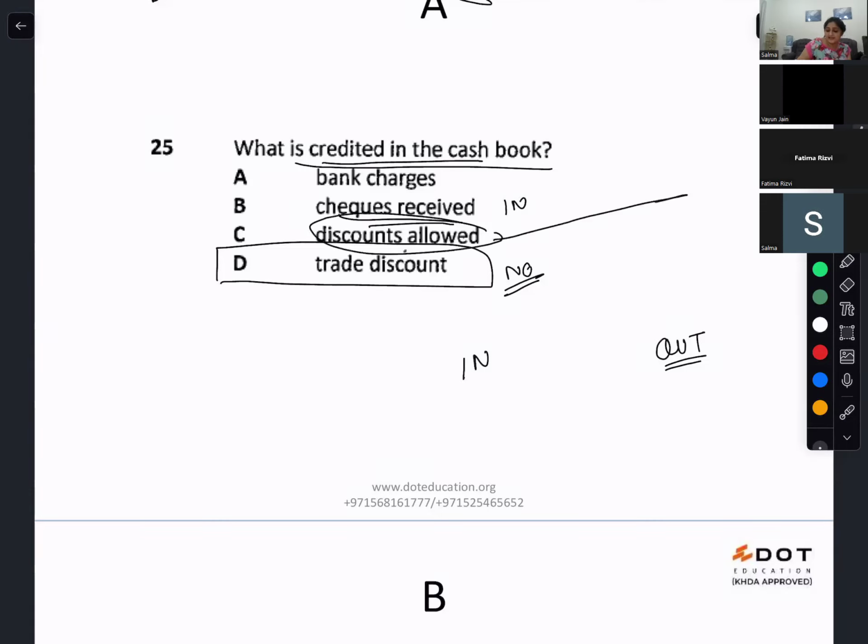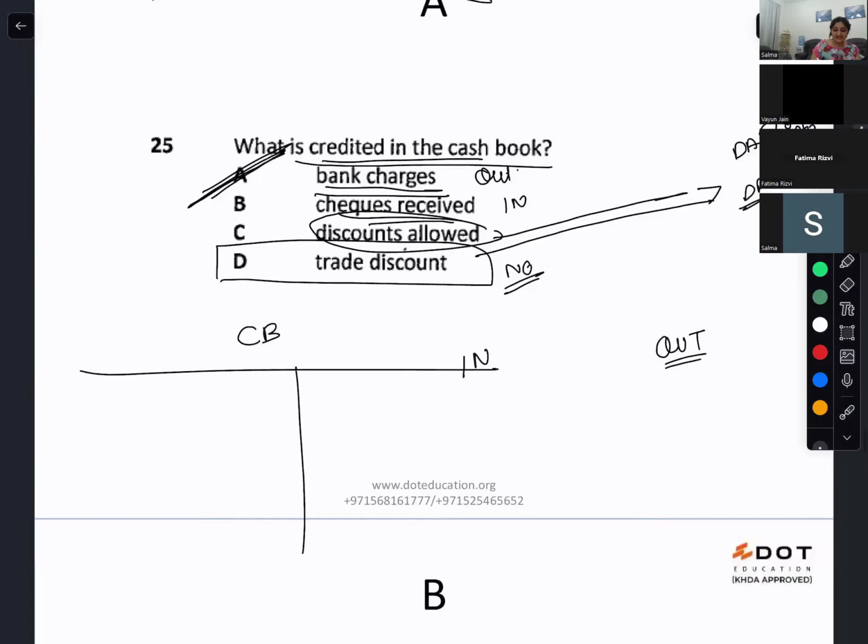Discount allowed has a separate discount allowed column and discount received column, which is just shown as information. What about bank charges? Money going out. Cash book normally has how many accounts? 1, 2, or 3? 2. The option is A, okay?